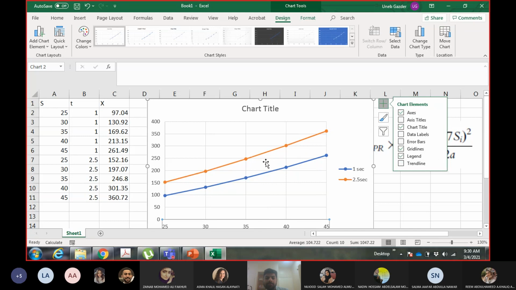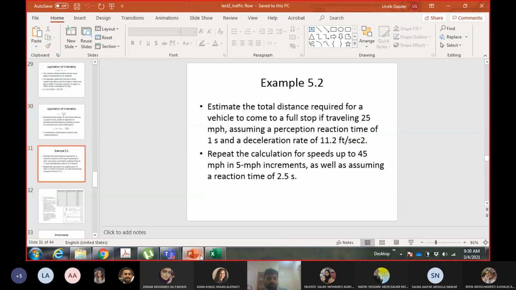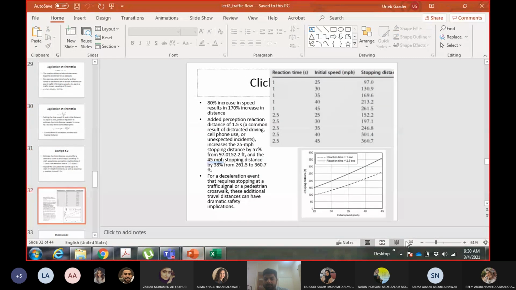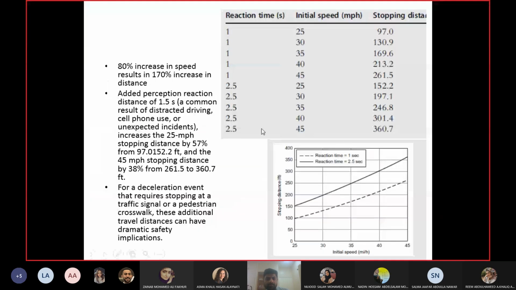Okay, so when you increase the perception reaction time, you need more distance as well. So at constant speed with high perception reaction time, you will need more distance to stop, and so on and so forth. Okay, so these are very simple examples, which they have shown here as well.